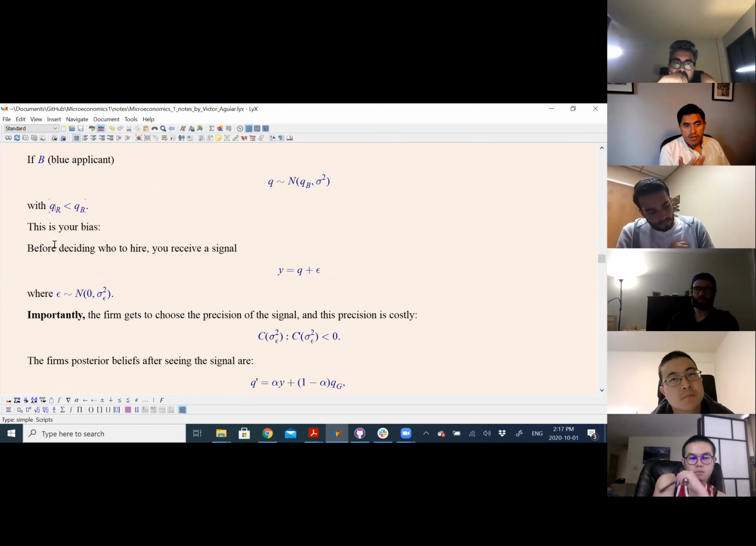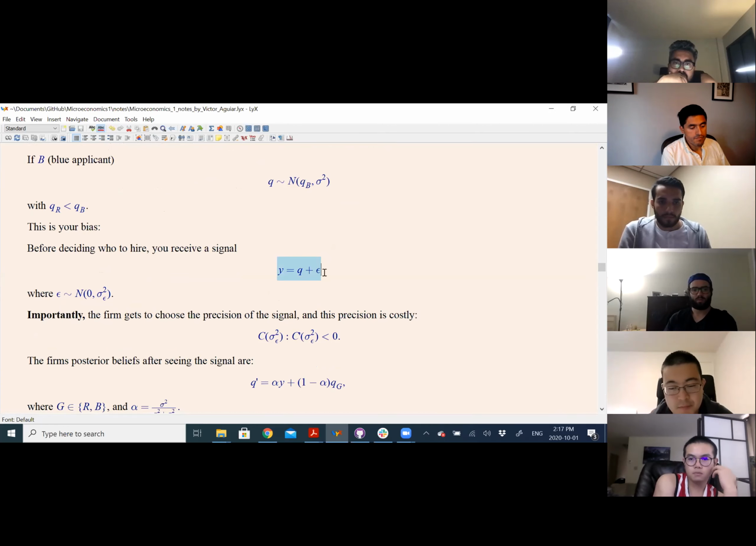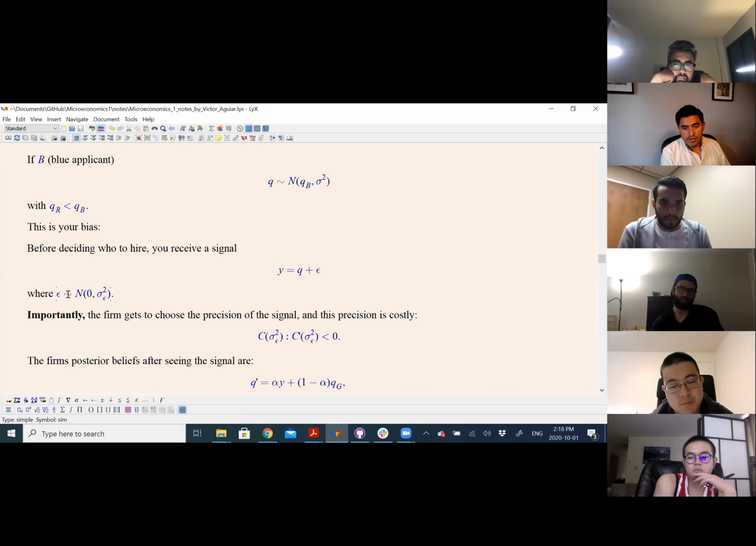So what's the problem? You get a signal. Imagine the signal being the CV. The CV reveals two things: it reveals your group, and it gives you a noisy value about the quality. You don't see the quality exactly, but you see quality plus epsilon. Quality plus epsilon gives you the signal, which we're now going to call Y. And epsilon is again normal, zero mean, variance sigma epsilon. Same as before. Everyone gets what we're doing, right?